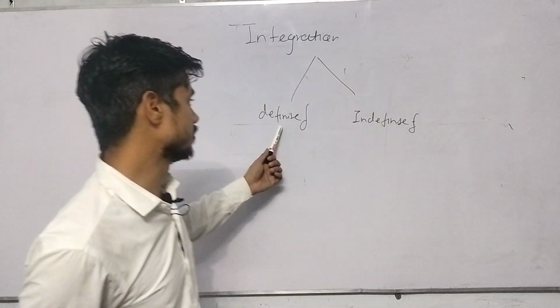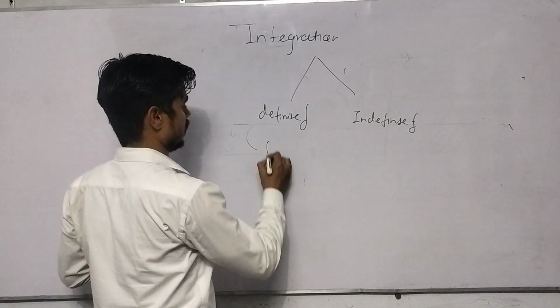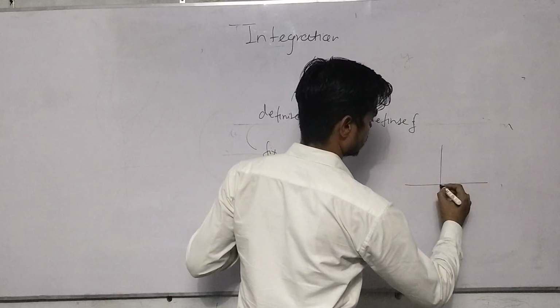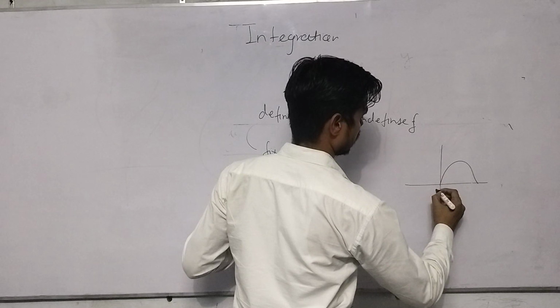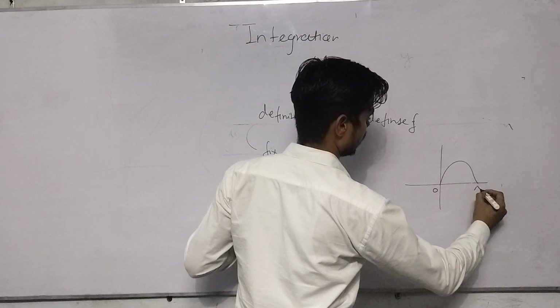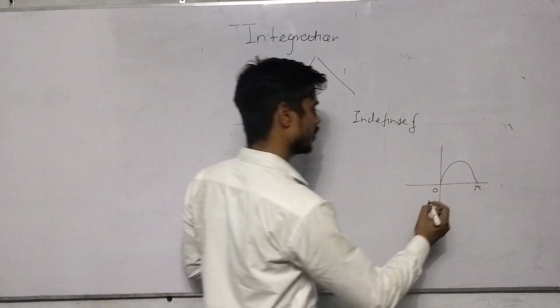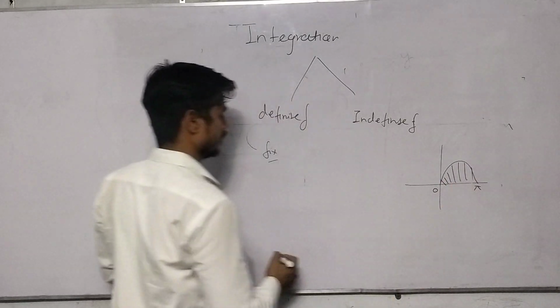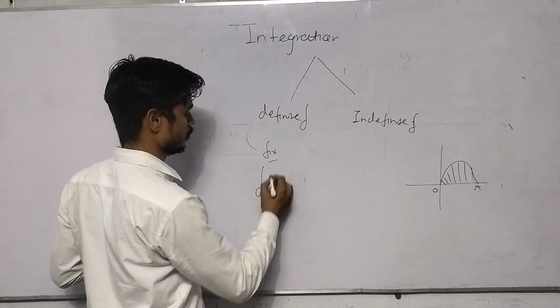Definite means something is fixed. Suppose I make this curve start at 0 and end at 5. If you want to find the area of this, in that case I will use the integration limit 0 to 5.